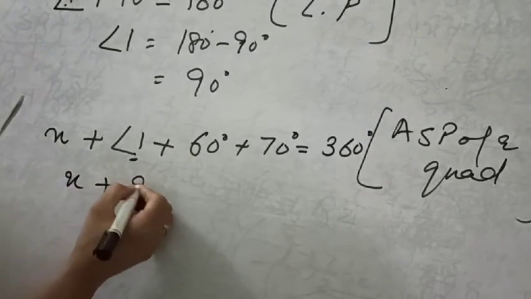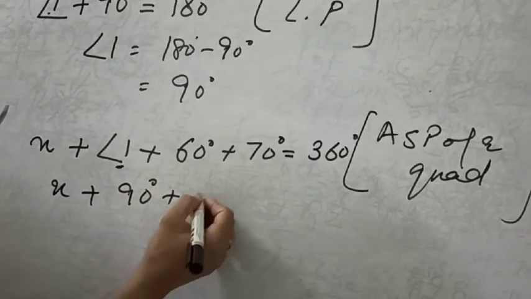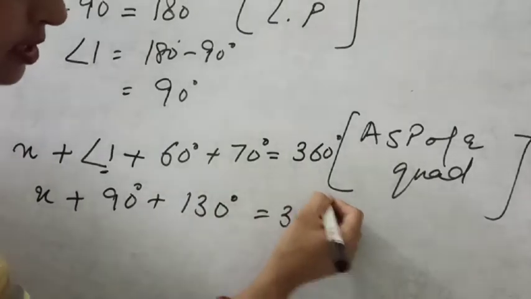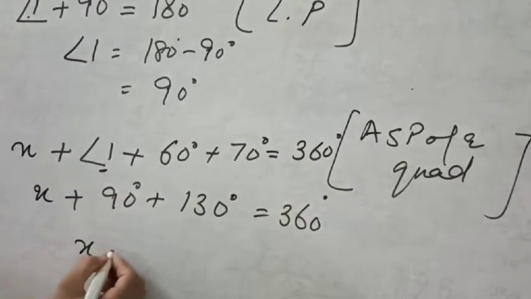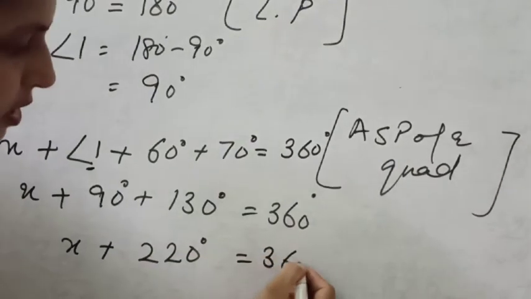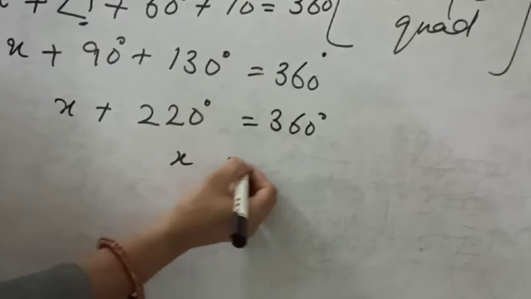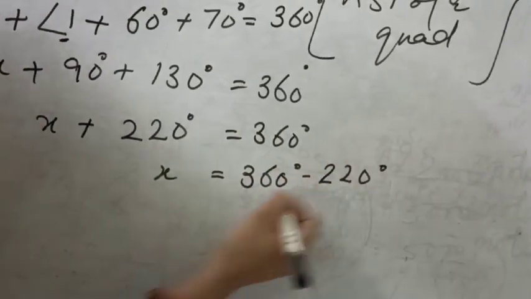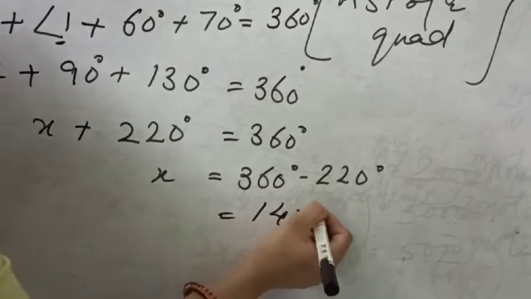So x plus 90 plus, you can start adding them side by side. It's 130 is equal to 360 degree. Now that is x plus 220 degree is equal to 360 degree. And now you can calculate that x is equal to 360 degree minus 220 degree. That gives you 140 degree. That's all for this question.